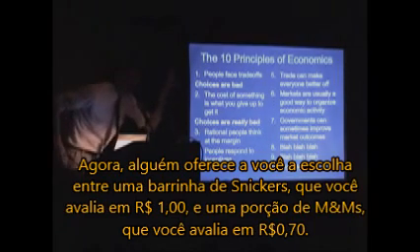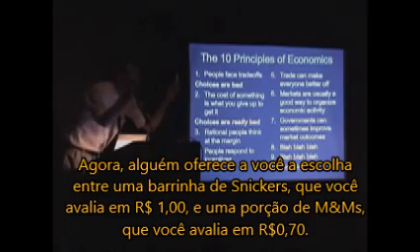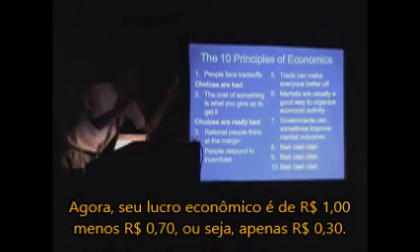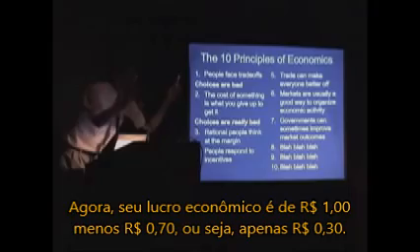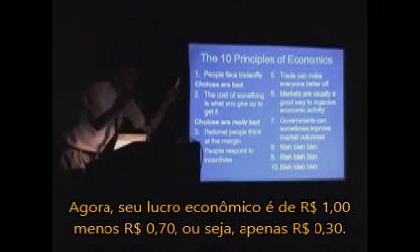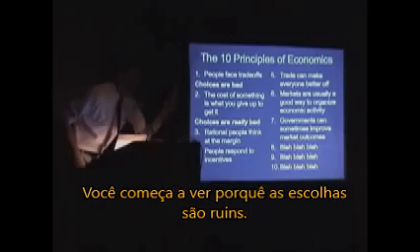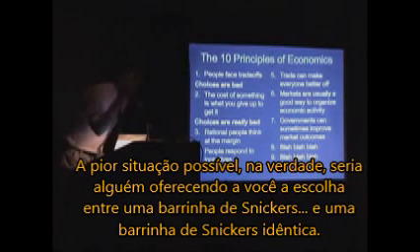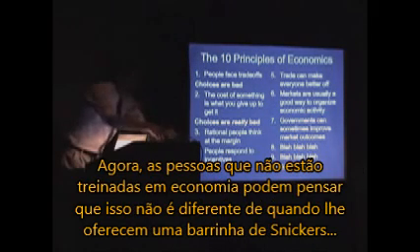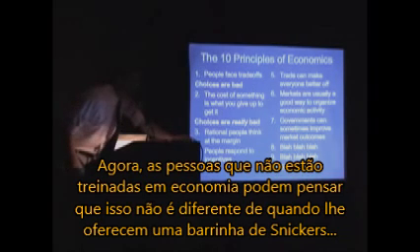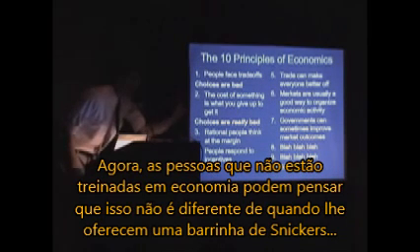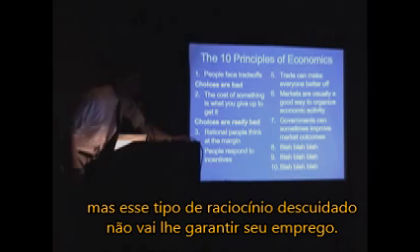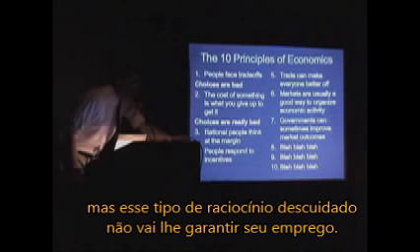Now, somebody offers you a choice between a Snickers bar, which you value at $1, and some M&Ms, which you value at 70 cents. Now your economic profit is the $1 minus the 70 cents, only 30 cents. You begin to see why choices are bad. The worst possible situation, in fact, would be someone offering you a choice between a Snickers bar and an identical Snickers bar. Now, people who are not trained in economics might think that that's no different from being offered 1 Snickers bar, but that sort of sloppy thinking will never get you a tenure-track position.